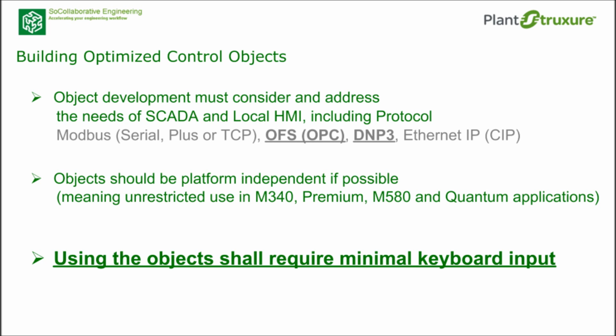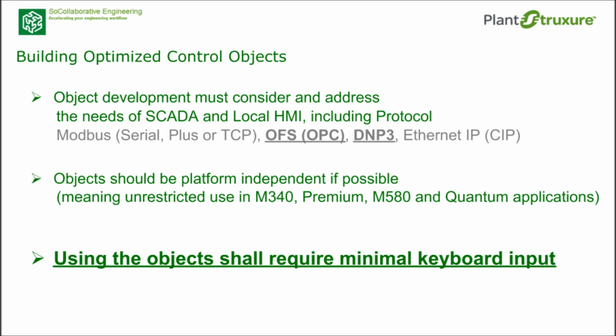Building U2V DFBs that are optimized is too broad a statement. Optimized for what? That is the question. From a U2V perspective, the general answer is optimized for ease of use. And ease of use can only be achieved if it includes the U2V golden rule: using the objects shall require minimal keyboard input, or don't make me touch the keyboard unless it's absolutely necessary.